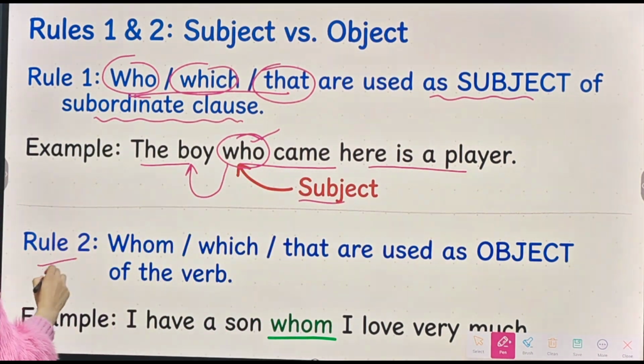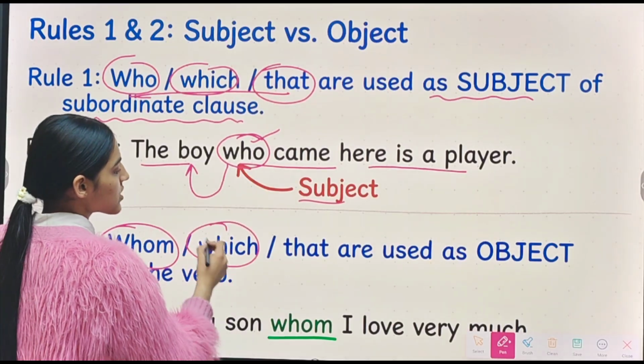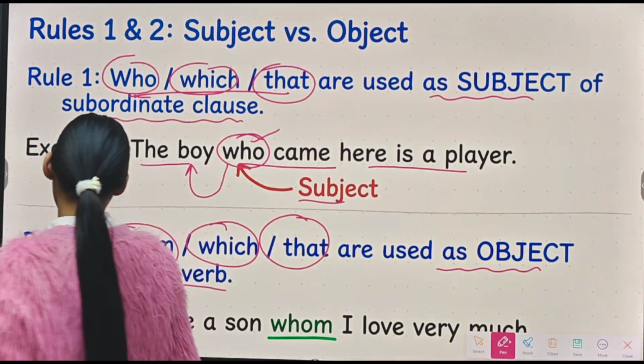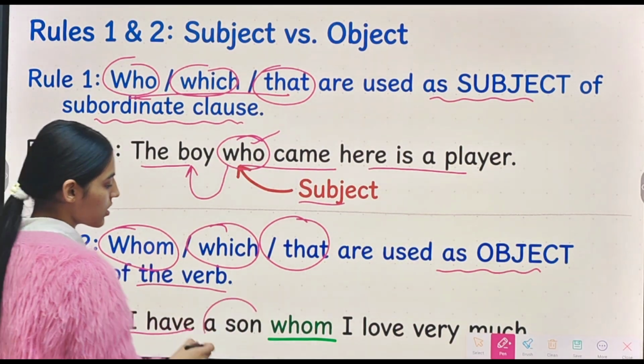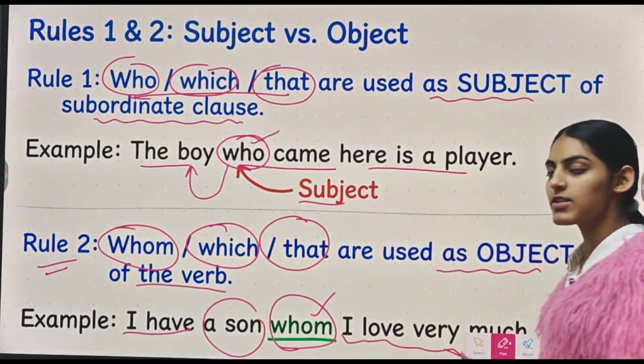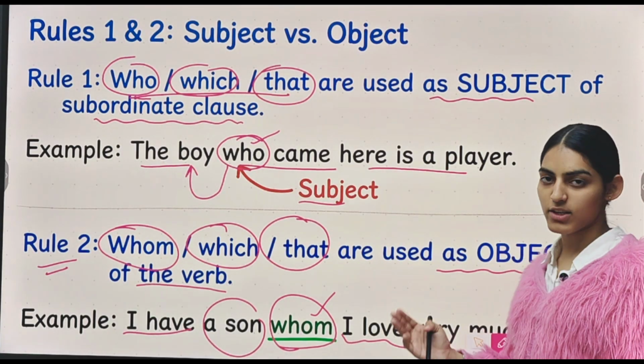Then we have rule number two. Whom, which, that. They are used as object of the verb. So let's see the example that we have. I have a son whom I love very much. So here whom is a relative pronoun which is behaving as object.